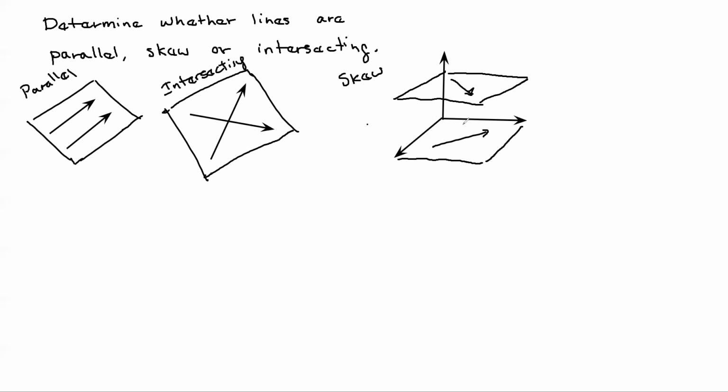So in order to do a problem where you're asked to calculate this, we need to figure out what represents each one of these scenarios. So how do you tell which case you have? All right, so parallel is the easiest of the three. We've already discussed that. Parallel lines have parallel direction vectors.